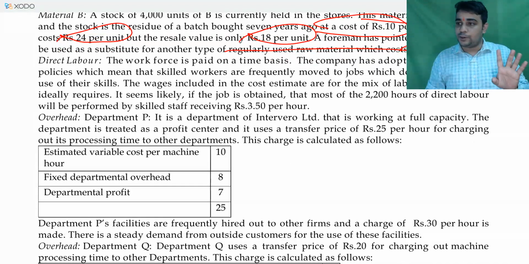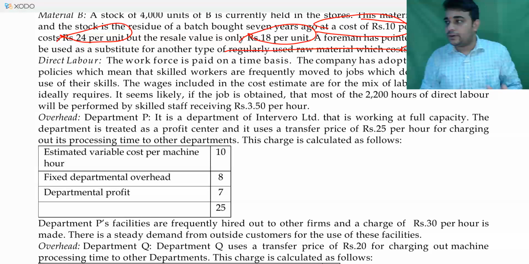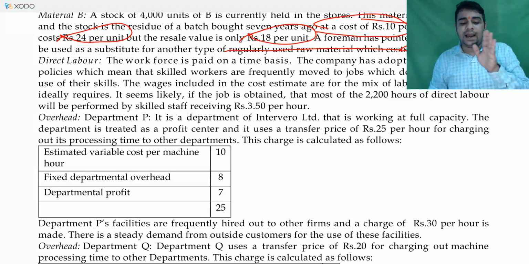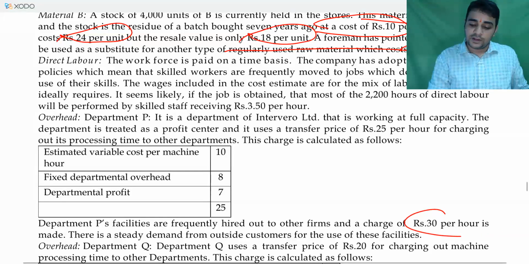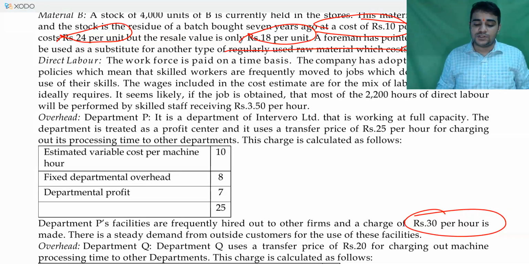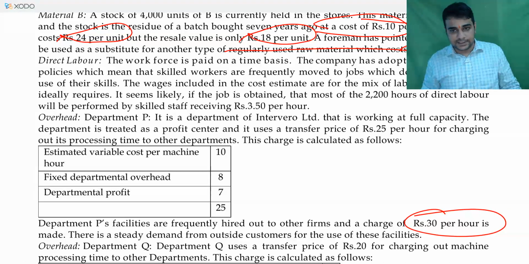Estimated variable cost 10 rupees. That's an information which is good to know. Variable cost is 10 rupees. Fixed department overhead is 8. Department profit is 7. Least bother about these two numbers. It is frequently hired out to other firms and a charge of 30 per hour is made. There is a steady demand from outside customer for the use of these facility.